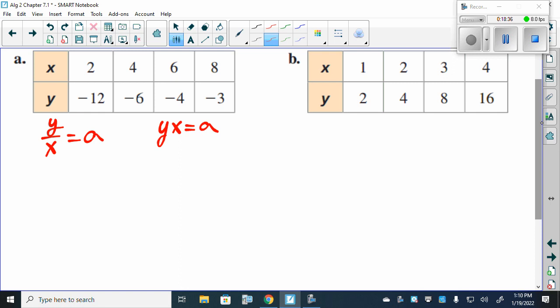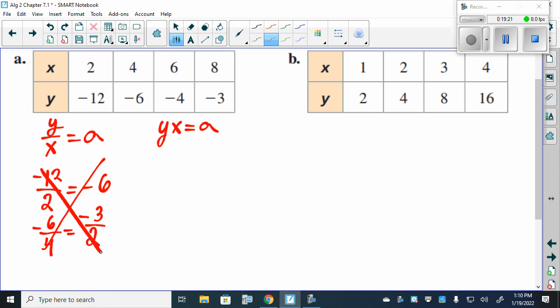So for the first one here, if we want to check to see if it's a direct variation, we can take the y values and divide them by their x values. The first y value we have is -12, and its corresponding x is 2. So -12 divided by 2 is -6. Then the next one we can do is -6 divided by 4, which is -3/2, because they both have a common factor of 2, but they don't divide evenly. So -3/2 or -1.5. Are these two values the exact same? Well, no. So that tells us it is not a direct variation, because for it to be a direct variation, the value of a has to be the same for every single set of x and y.